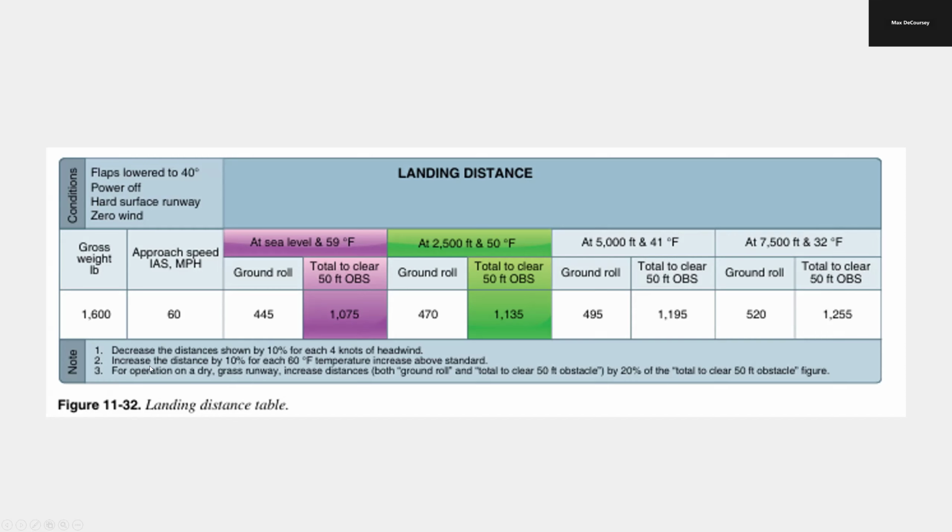You can see here increase distance by 10% for each 60 degrees Fahrenheit temperature increase above standard, and for operation on a dry grass runway, increase distances by 20%.